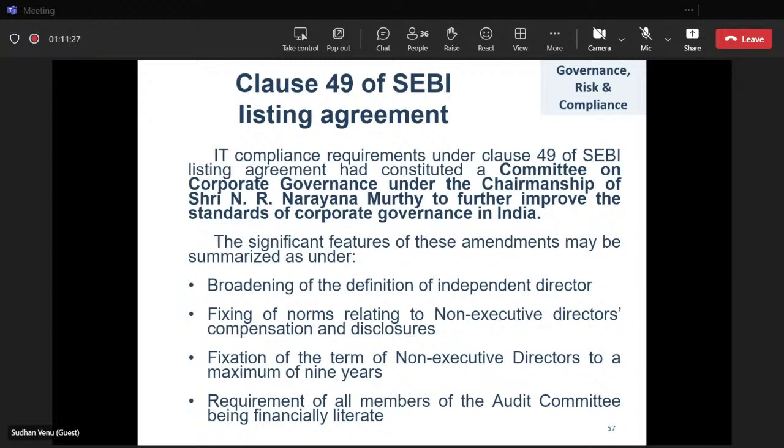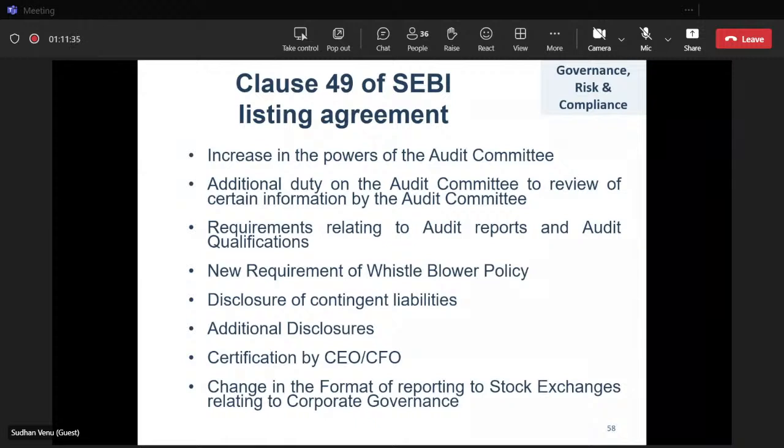The next one is the requirement that all the members of the audit committee be financially literate. And the next one is increasing the power of the audit committee, with an additional duty on the audit committee to review certain information. And the new requirement is the whistleblower policy, which we have to implement, and they have to provide for contingent liability disclosures.